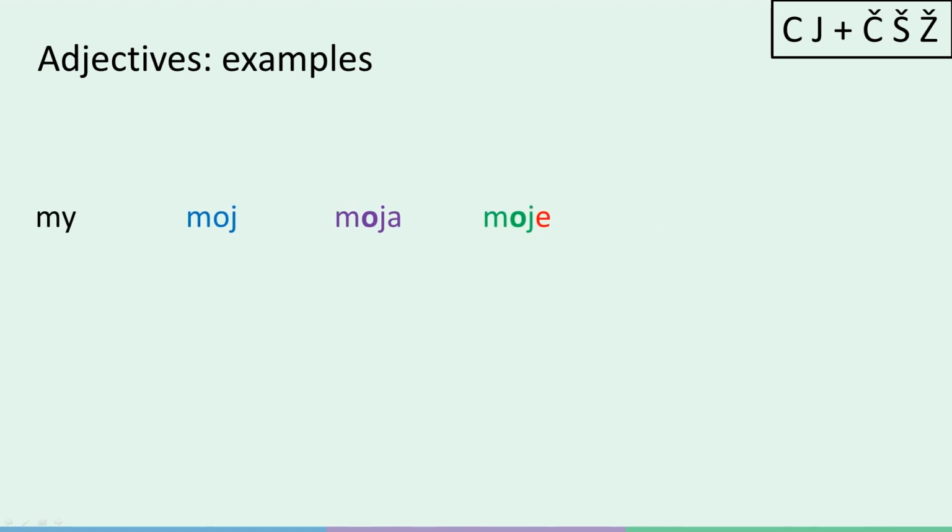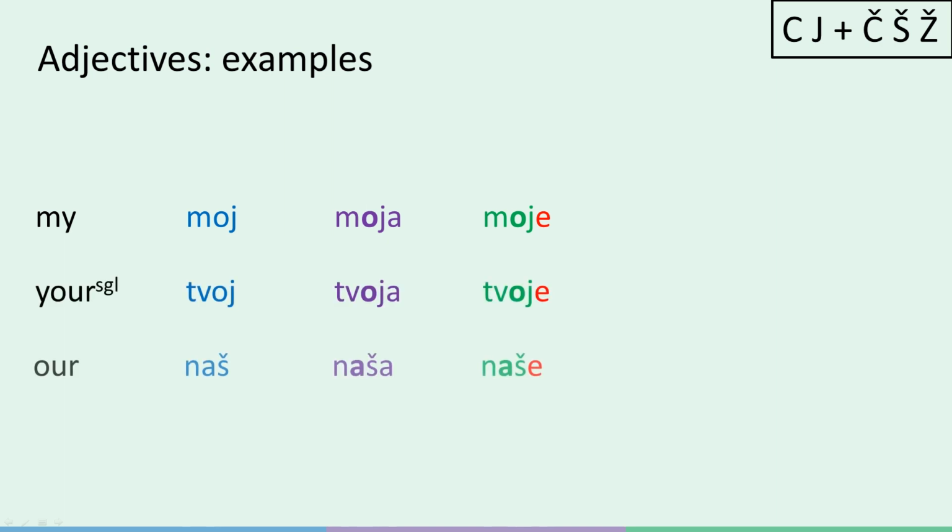My is moj, moja, moje. Your is tvoj, tvoja, tvoje. Our is naš, naša, naše. Your plural is vaš, vaša, vaše.